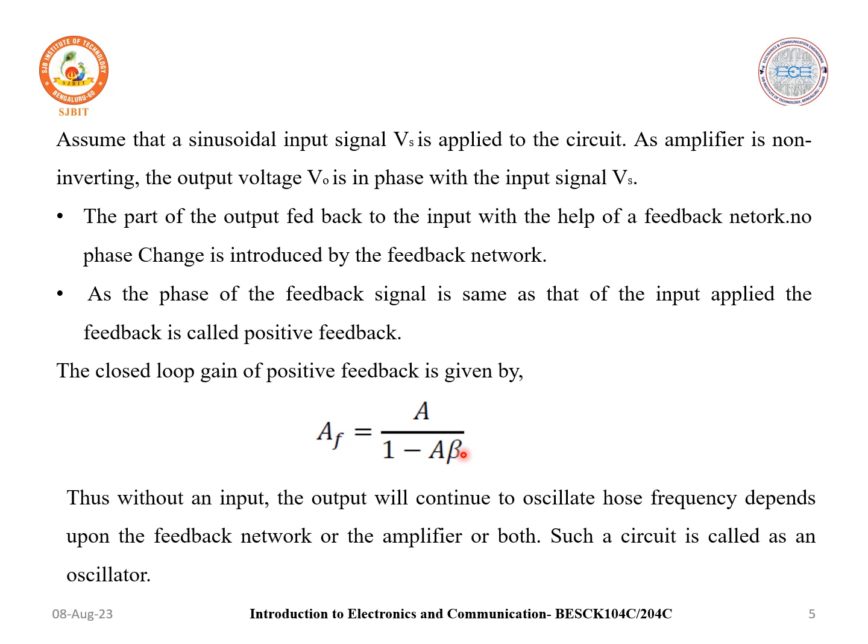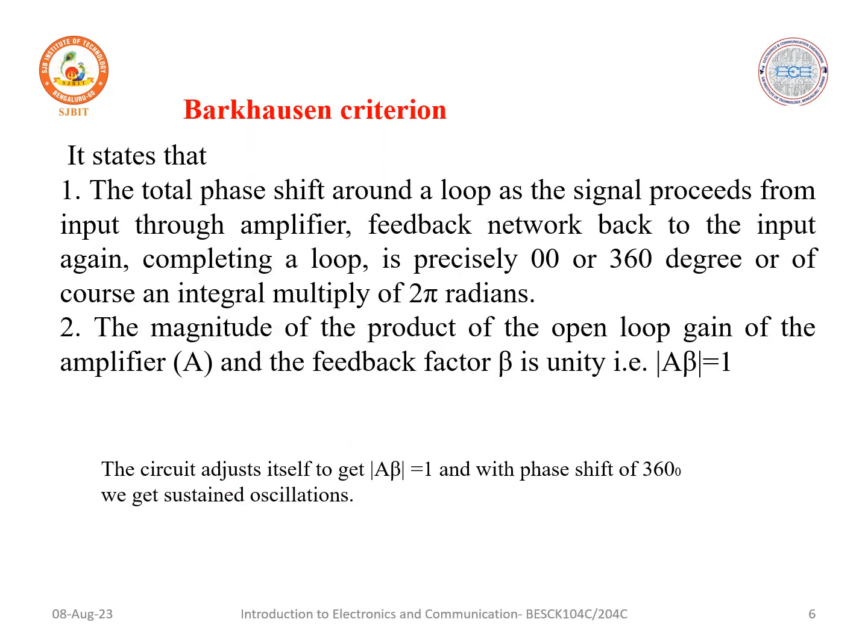Without any input, the output will continue to oscillate, with frequency depending upon the feedback network or the amplifier or both. Such a circuit is called an oscillator. Consider the condition for oscillation, which you can call the Barkhausen criteria for oscillation. An oscillator is a device that generates continuous and periodic waveform without taking an input signal.